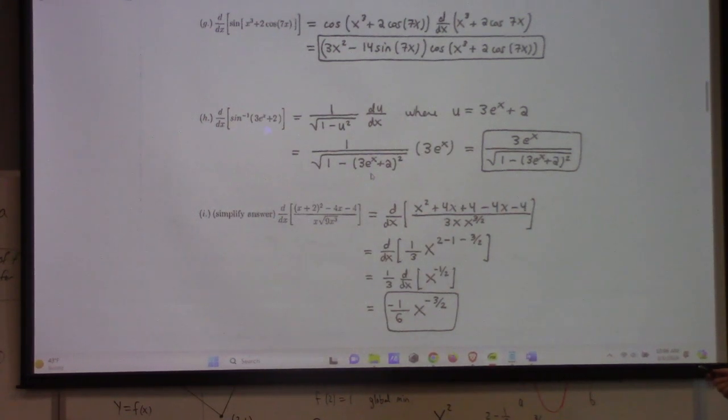Inverse sine. I think a lot of you guys are not quite on the same page as me in terms of what is the derivative of inverse sine. It is 1 over the square root of 1 minus the argument squared times du dx. That's the chain rule for inverse sine, if you like. Here u is 3e to the x plus 2, which differentiates to 3e to the x, and then I've got this. I don't expect you to FOIL it out. One of you FOILed it out, but you didn't do it right either. You lost a point there.